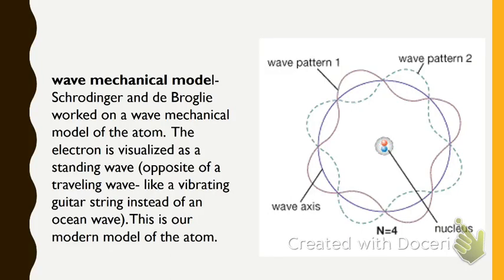Lesson 2 for atomic structure and periodicity. Here we go. First of all, we'll start with the wave mechanical model. This is our modern view of the atom at this time, and we visualize the electron as a standing wave instead of a traveling wave, like a vibrating guitar string.